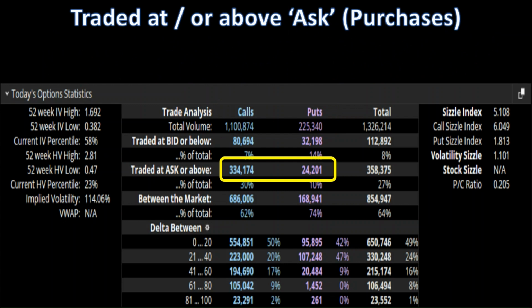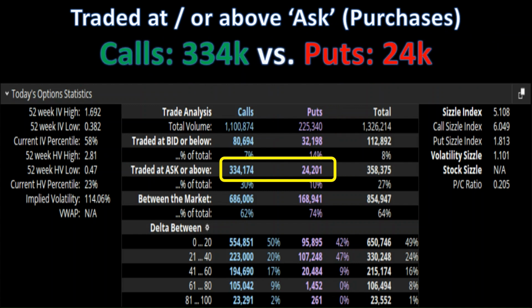We have those contracts that traded at or above the ask. Remember, when the bid and ask, the buy and sell price, when it's executed, the actual trade price is closer to the higher level, that means it's a buy. Well, the calls are 334,000 versus the puts of only 24,000. That means a great many more purchases of contracts. They were buying call options, not put options.